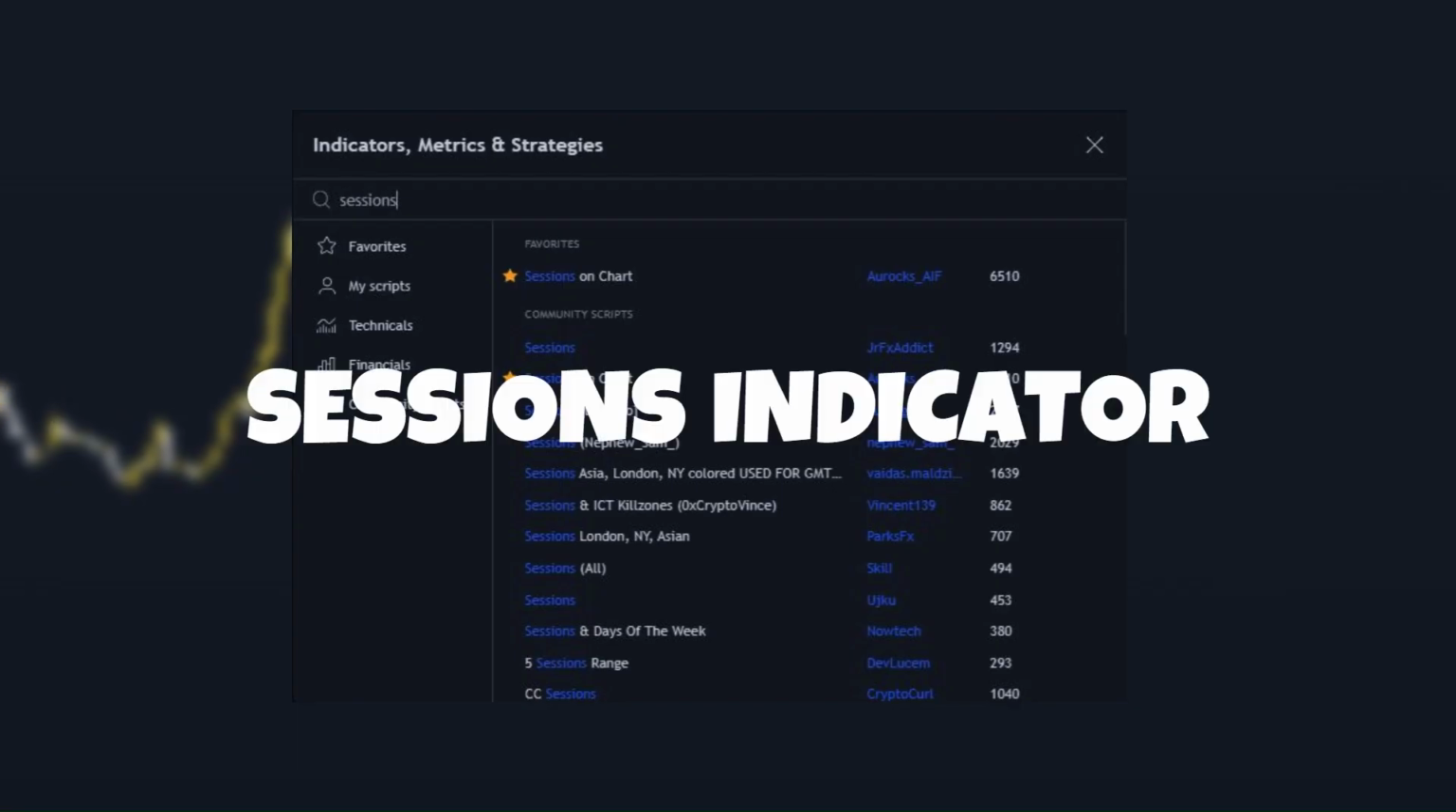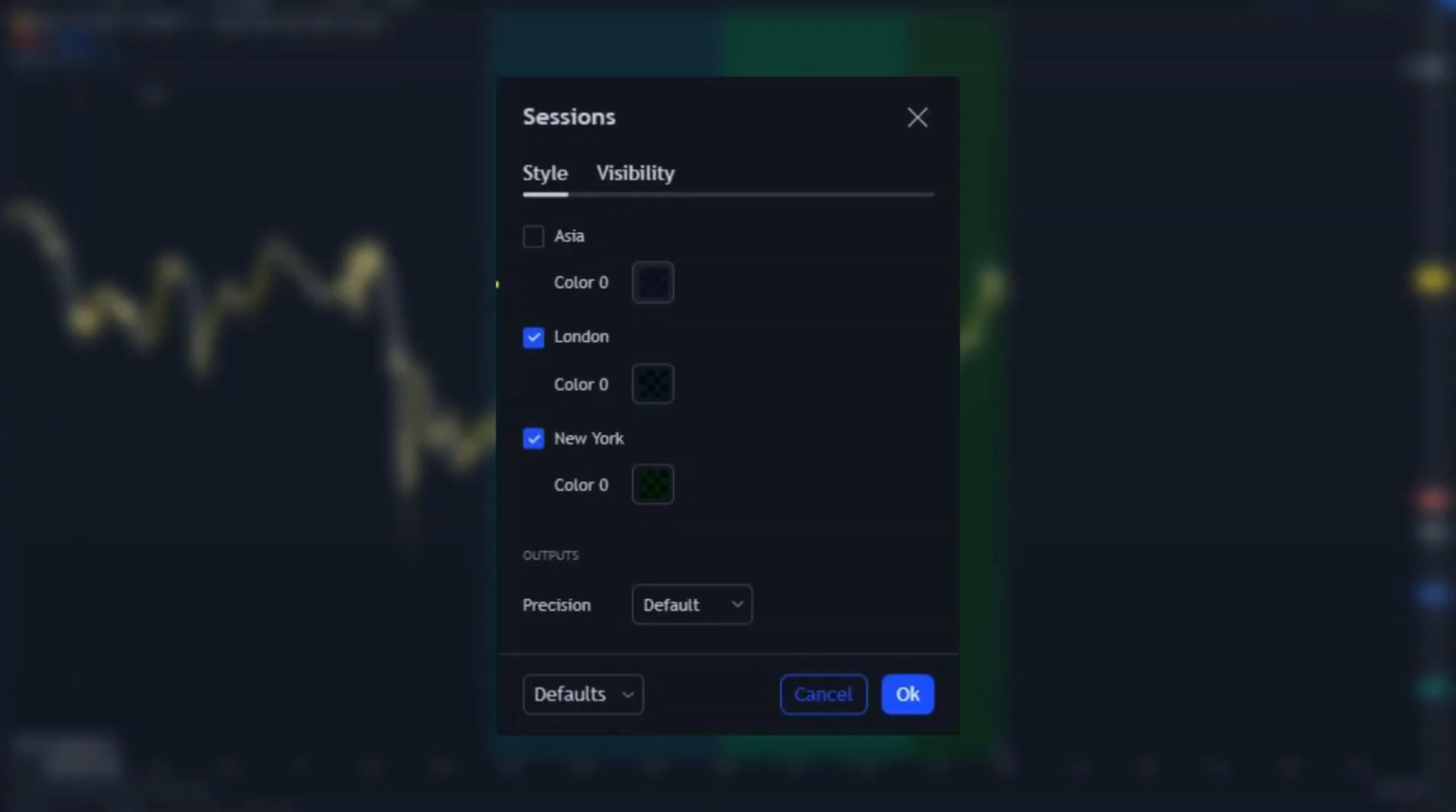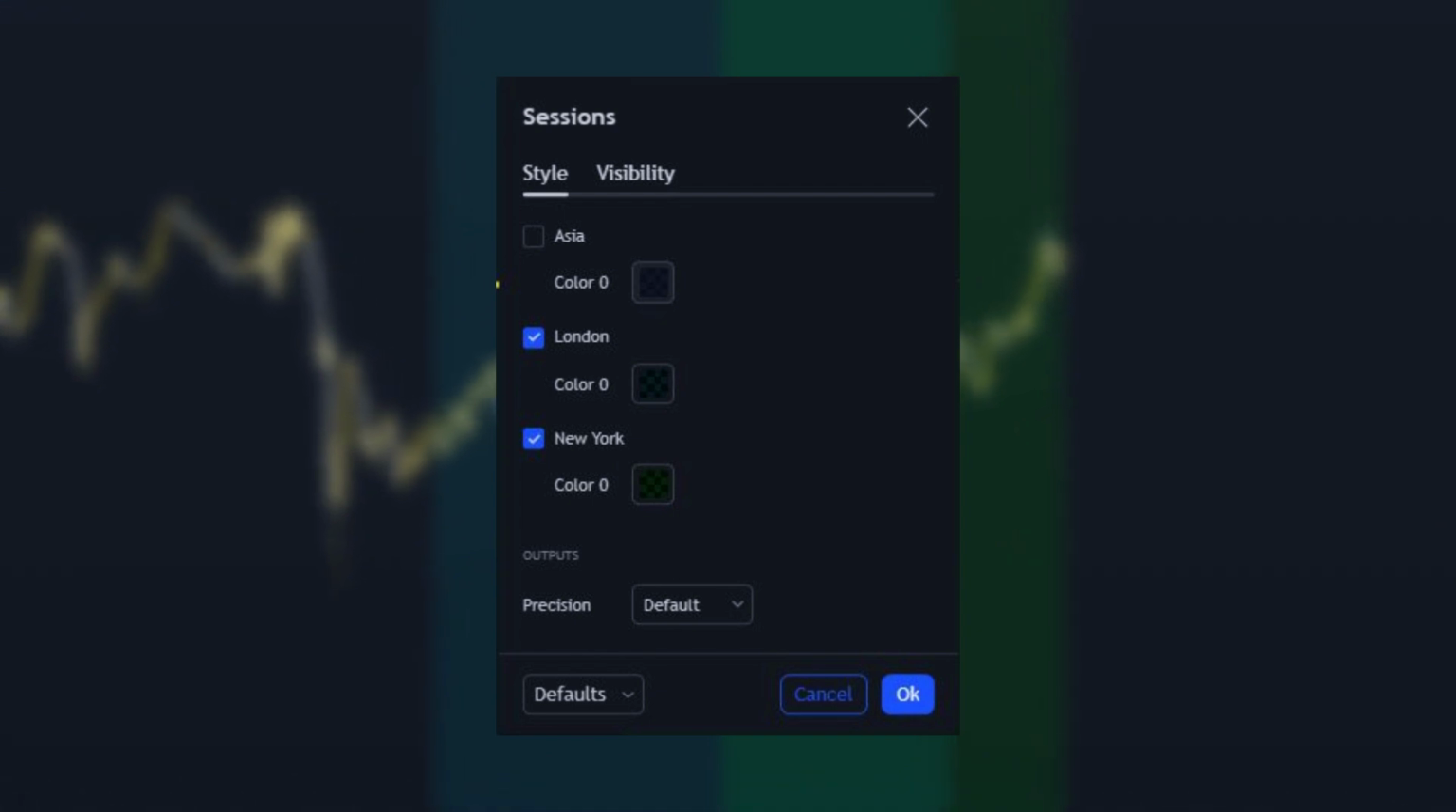To create this free strategy, the first indicator we will need is a sessions indicator. Add this one to your chart. Let's change the settings quickly. Just untick Asia for this method. Now onto the important stuff.